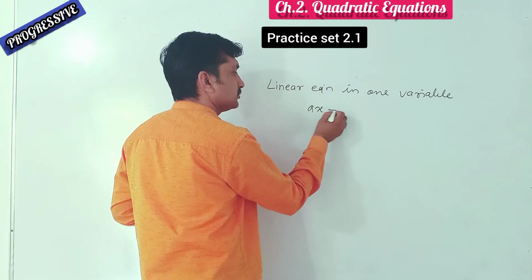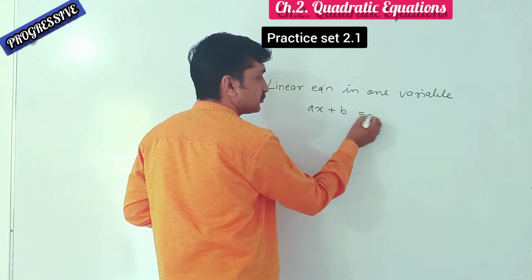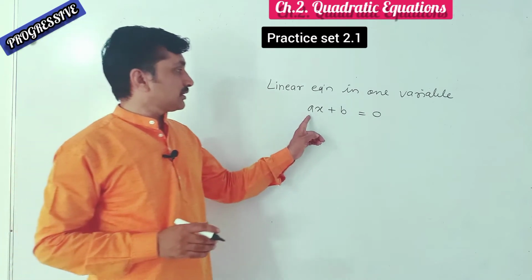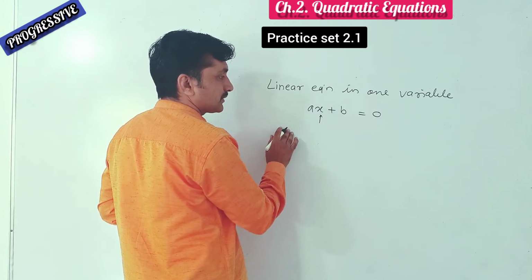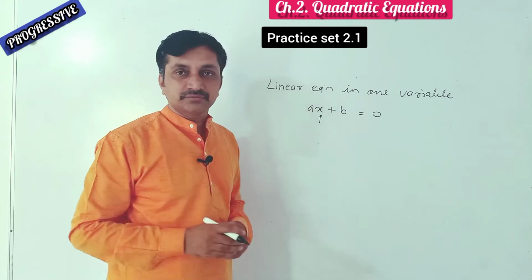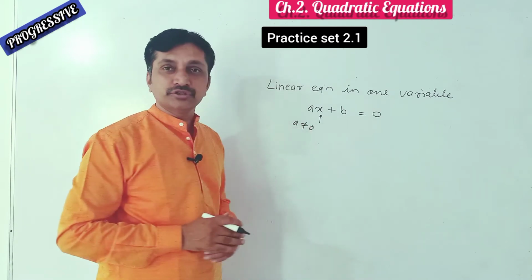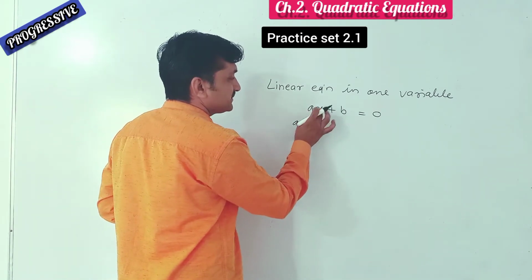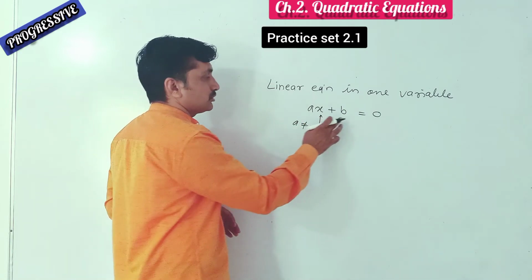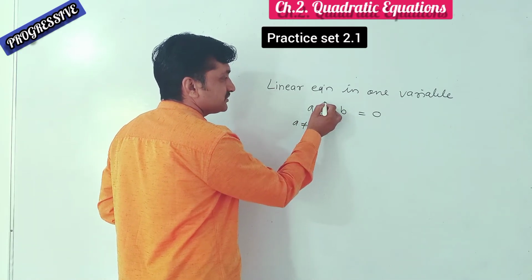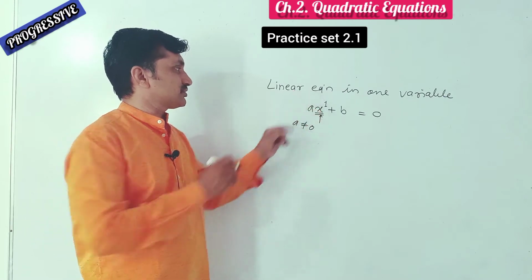ax plus b is equal to 0. Here x is the variable. a and b are real numbers. Their condition is that a should not be equal to 0. Now here, what is the index of each term, meaning the index of the variable, not of the constant number? Here the variable is x. What is the index of this? Here it is 1. As the index is 1, it is a linear equation.